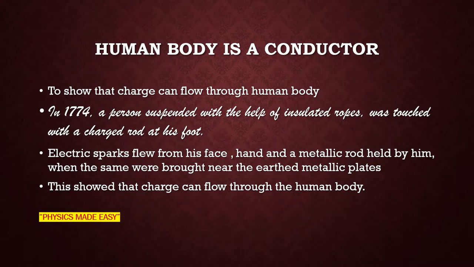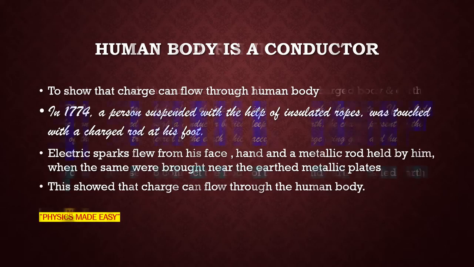Now the next topic: the human body is a conductor. To show that charge can flow through a human body, in 1774 a person suspended with the help of insulated ropes was touched with a charged rod at his foot. Then electric sparks flew from his face, hand, and a metallic rod held by him when the same was brought near the earthed metallic plates. So this shows that charge can flow through the human body.